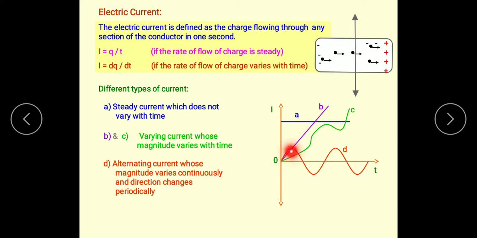After a fixed time interval, it changes its direction. Up to this time it is positive, and after this up to this time it is negative. This is the negative. So it changes its direction and also changes its magnitude. Here it is written: the alternating current is one whose magnitude varies continuously and direction changes periodically. So these are the types of electric current.